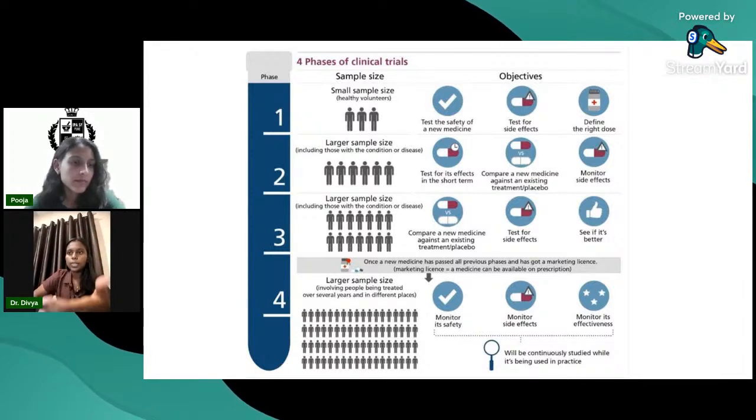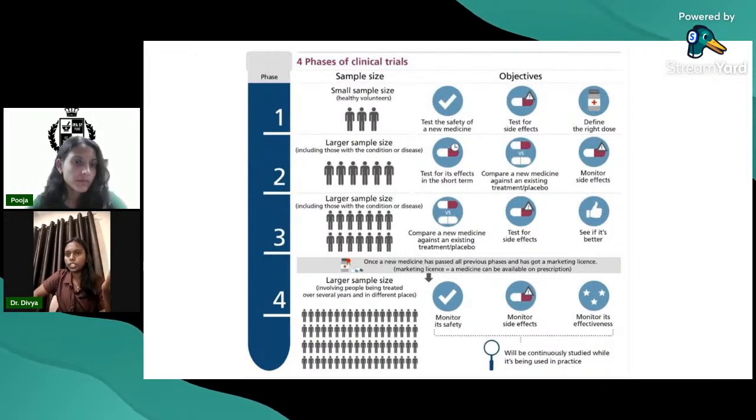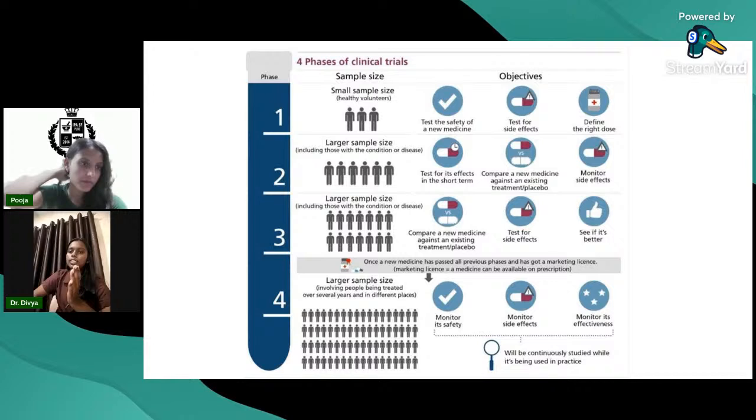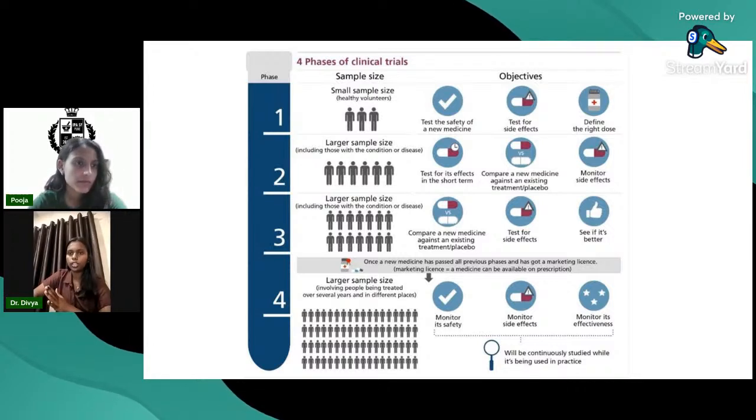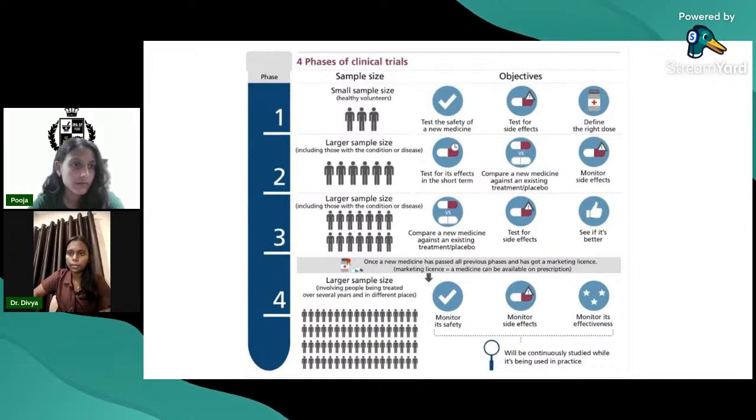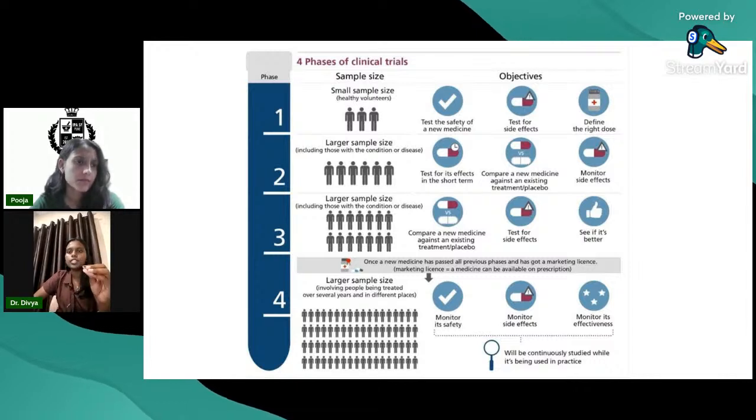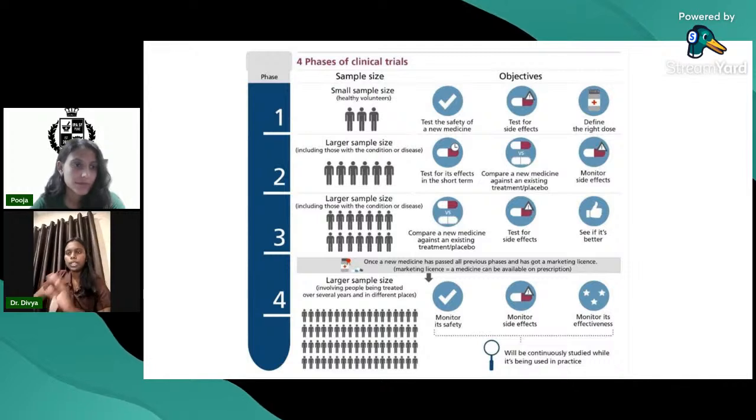After that, the sample size will be increased, and the second phase is called the therapeutic phase, where you actually give that drug to the diseased patient or a patient with a specific condition. For example, if you have conducted a trial of an anti-diabetic drug, you will give that drug to diabetic people and check the effect. Now, since we are giving it to people who have the disease condition, you will check the effect of the drug. If it is intended to work on diabetes, is it working on diabetes or not? But still the number is less than 1000.